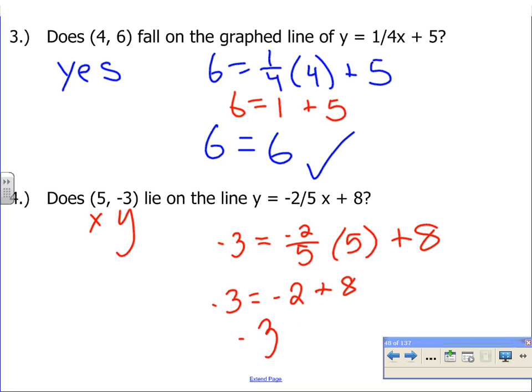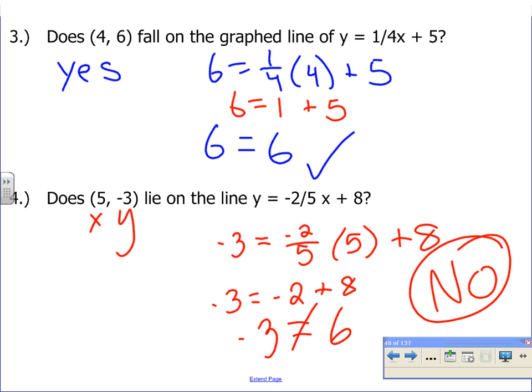6. So you're asking yourself, does negative 3 equal 6? No, it does not. So no, this is not a linear combination because it does not fall on the graph, or in other words, on the line. Any questions?